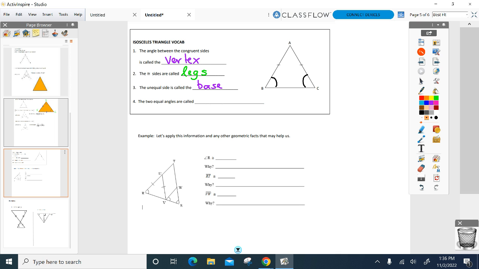And then finally, what about the two angles that are equal to each other? Well, let me ask you this question. What's the name of the side in between those two congruent angles? What did we just call the side in between the two congruent angles? That's the base. So those would be referred to as base angles. So let's start talking to each other with this vocabulary.